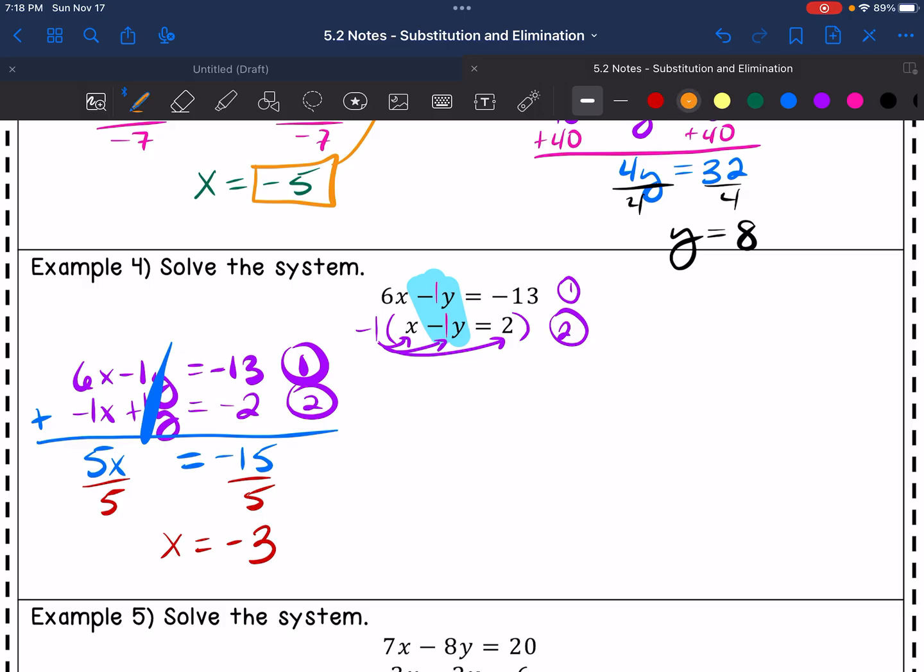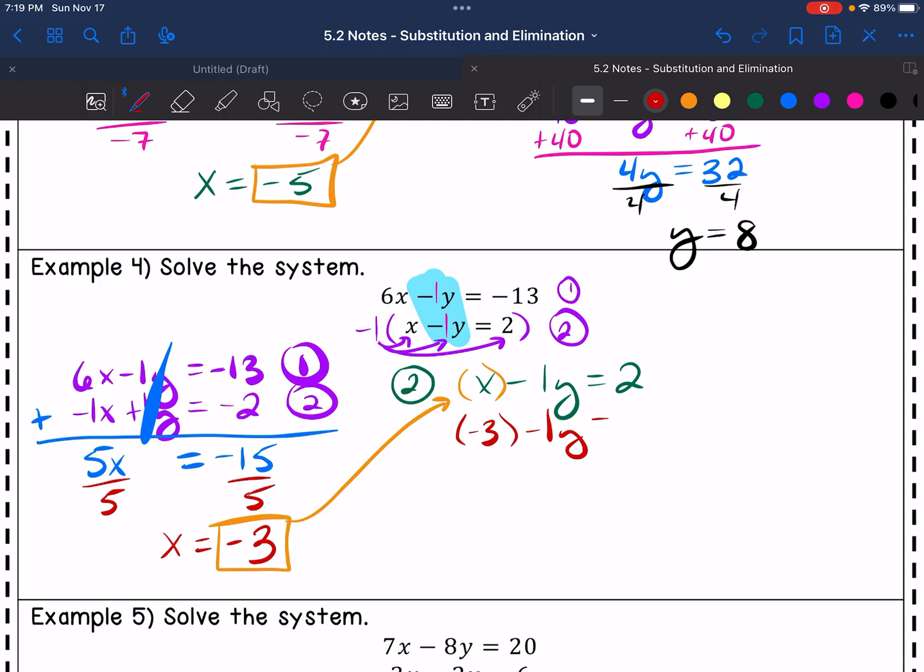Alright, so now I'm going to take the fact that x equals -3, and I'm going to use it in one of my equations for my x. Doesn't matter which equation I choose. Let's say I go with equation 2 this time. It was x minus 1y equals 2. So I'm going to replace the x with -3. So this will be -3 minus 1y equals 2. Now nothing's multiplying the -3, so I can ignore the parentheses. I know I need to add it to move it to the other side so I can get y by itself.